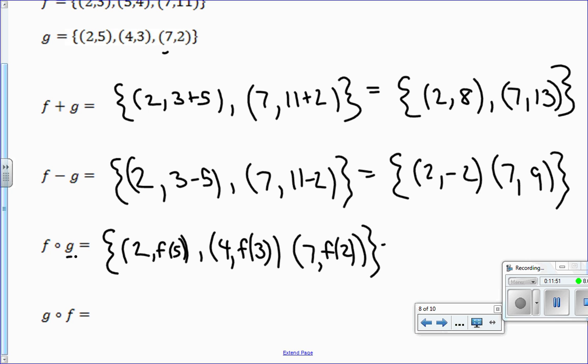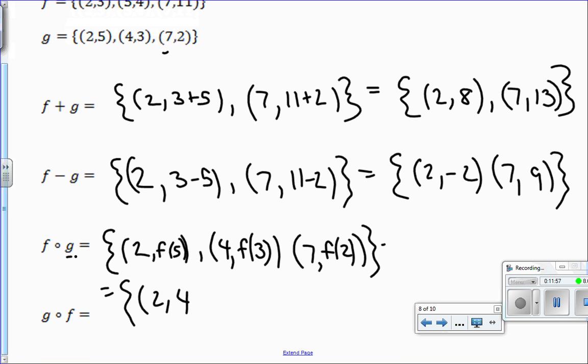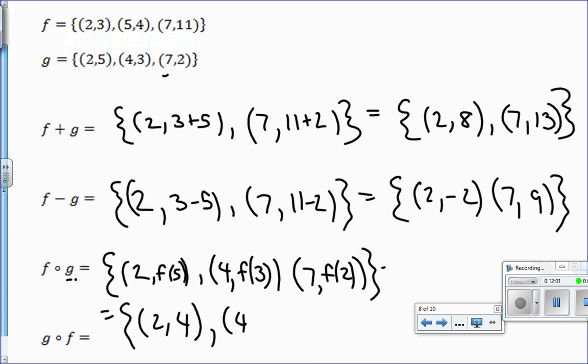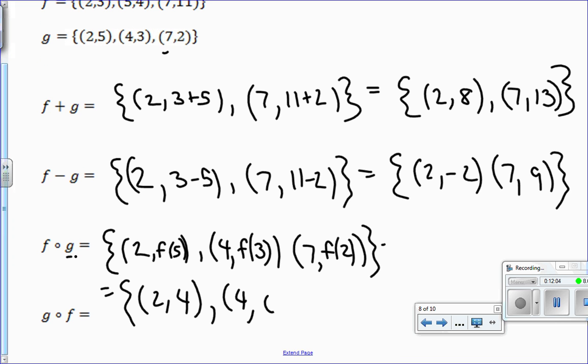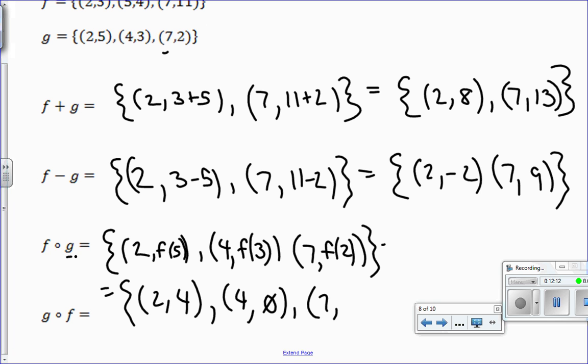So when we put this together, we'll get the function 2 will be mapped, f of 5 is 4. 4 goes with f of 3, which is nothing. So we're going to put the null set there. And then 7 is going to be mapped with, let's see, 7 goes to 11. So really what we could do is we could eliminate this ordered pair since 4 is not in the domain of the composition.